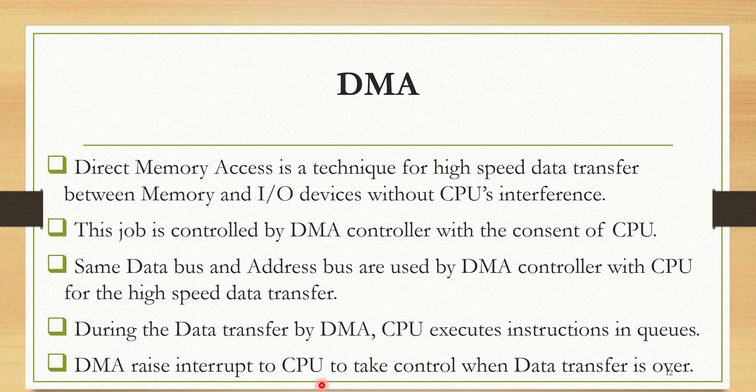DMA raises an interrupt to the CPU to take control when the data transfer is over. Suppose, like I told you, printing. When the data transfer from the memory to the printer is over, one more interrupt is raised by DMA to the CPU saying my job is over. So this is the function of DMA, direct memory access.